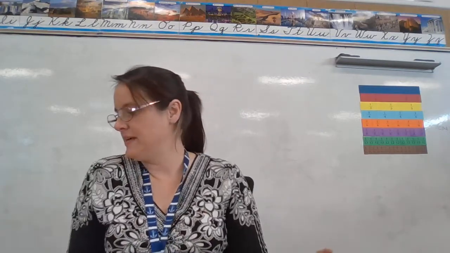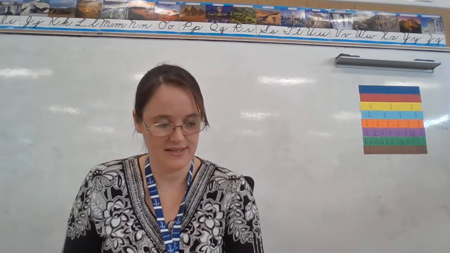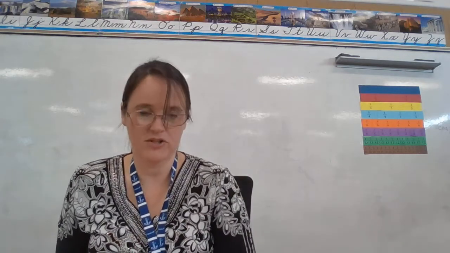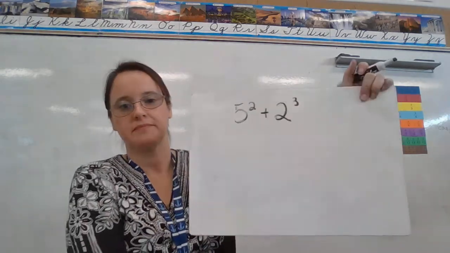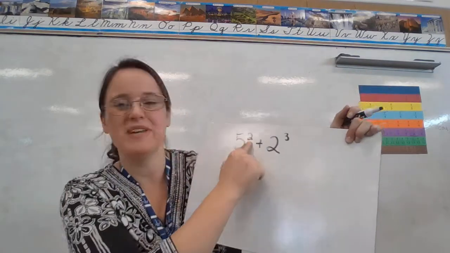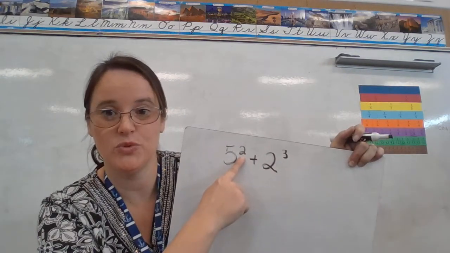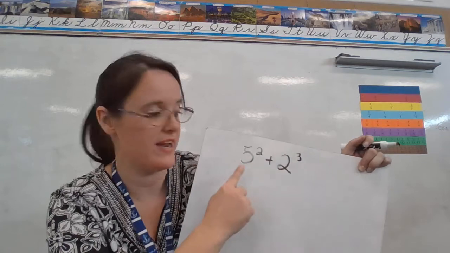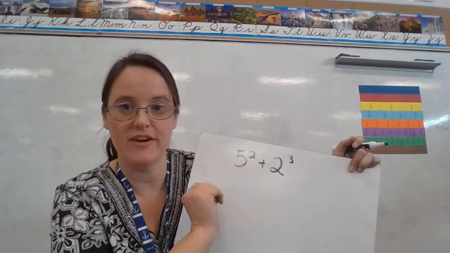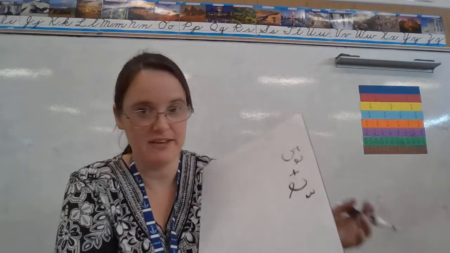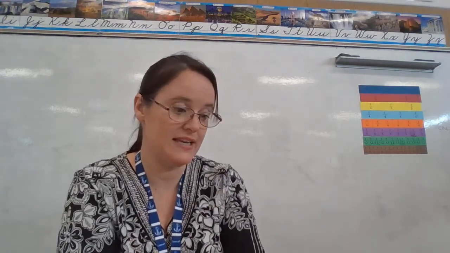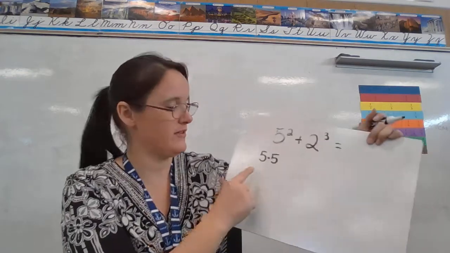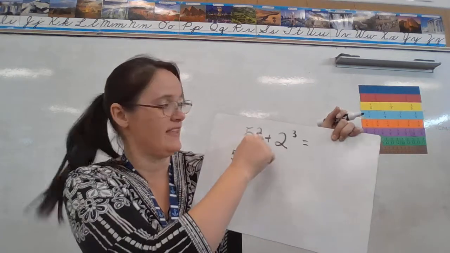So you might see a problem like this. This one says to simplify. It might also tell you to solve. But we've got 5, and when the exponent is a 2, we read it as squared, just like when we say square inches or inches squared. But here we have 5 squared. So that does not mean 5 times 2. It means 5 times 5. It's the number, the base, times itself this many times.